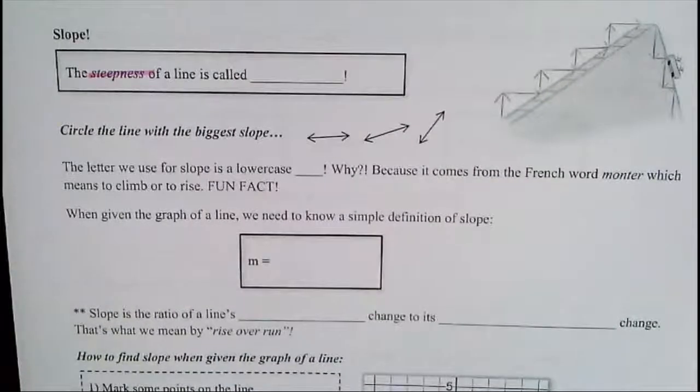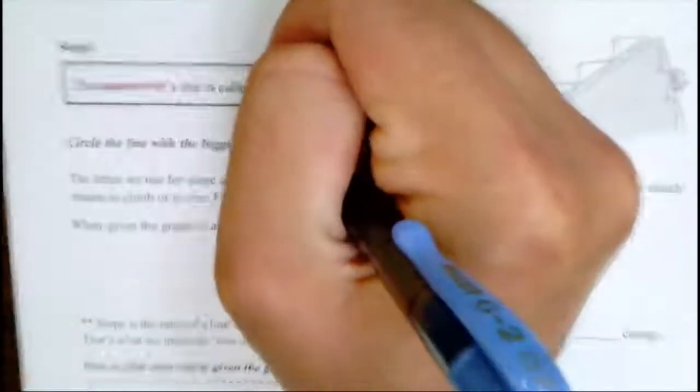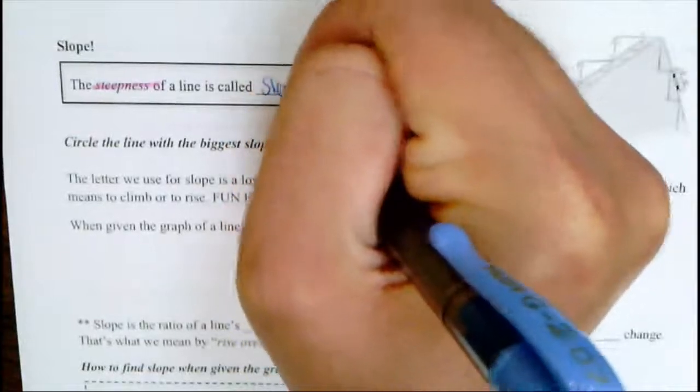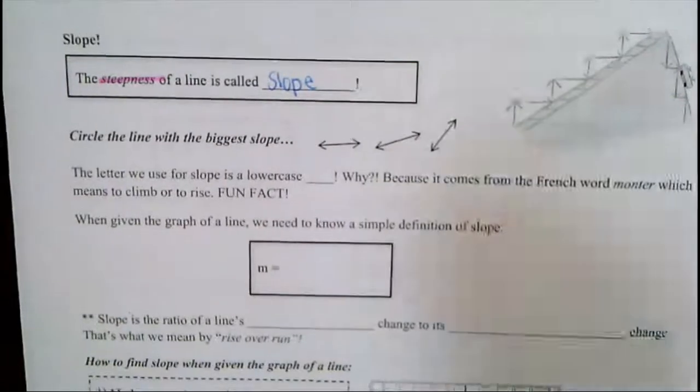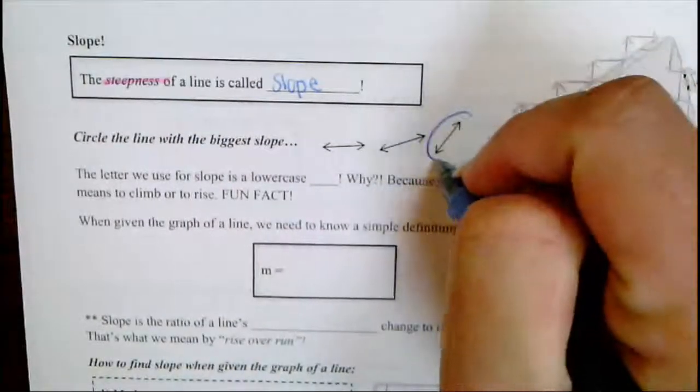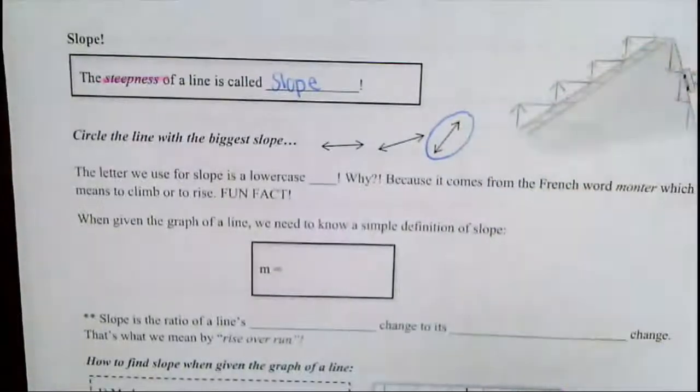If you were given three different lines and it said circle the line with the biggest slope, that means the steepest. Think about a mountain. Which mountain would you not want to be climbing? Hopefully this one right here is the one you would have identified as our steepest slope.